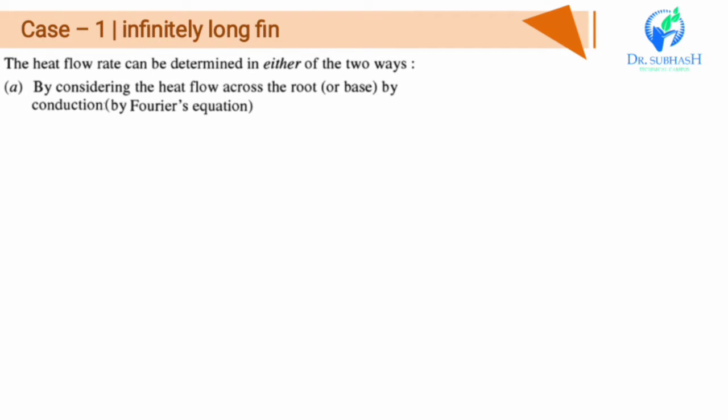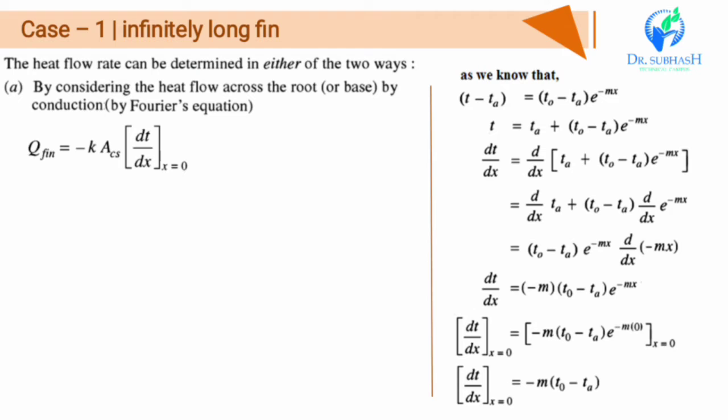Now let us determine the heat flow rate. The heat flow rate can be determined in either of two ways. The first one is by considering the heat flow across the root or base by conduction, or we can say by using Fourier's equation. The Fourier equation is Q fin is equal to minus KA dT by dx when x is equal to 0. So we have to find dT by dx at x equal to 0.